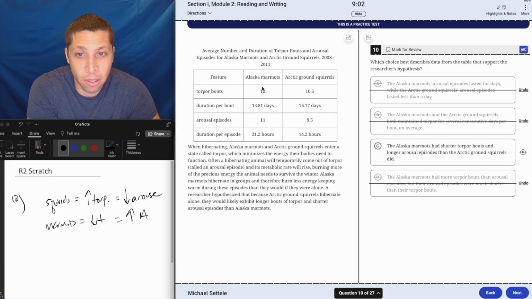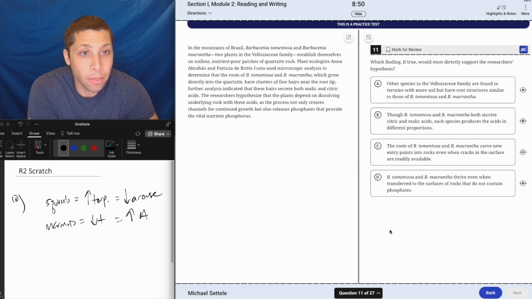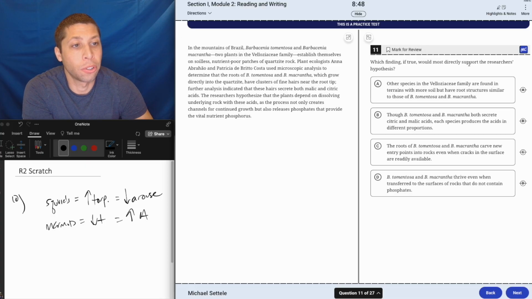The Alaska marmots had shorter torpor bouts. So Alaska marmots, shorter torpor bouts. Yep. And longer arousal episodes. Yes. Done. We support the researcher's hypothesis.